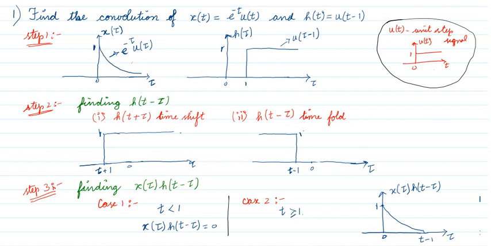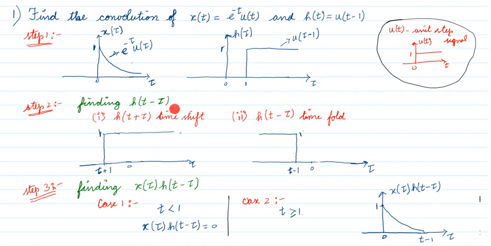Next, what about u of t minus 1? We need u of tau minus 1. That's the h of tau we need. H of t is given, you have to replace t with tau. T minus 1 is nothing but a delay. U of t is this, t minus 1 means delayed by 1 time unit. Instead of starting at 0, it starts at 1. Okay, first step is completed. We got x of tau and we got h of tau. Next we have to find h of t minus tau.